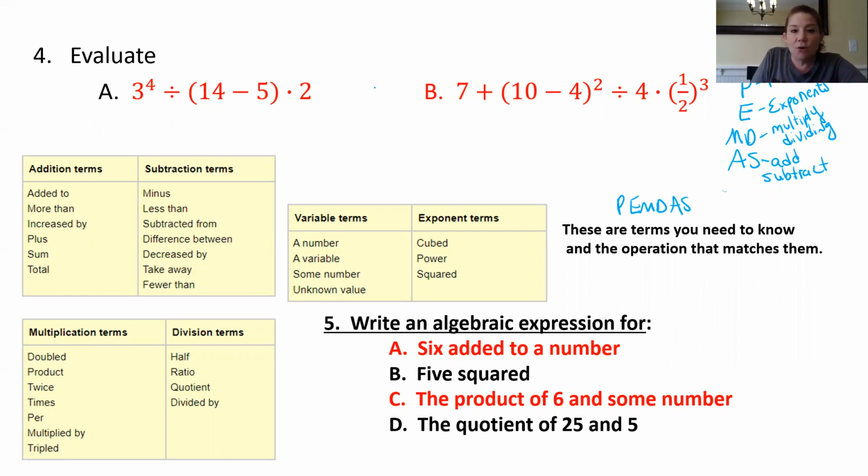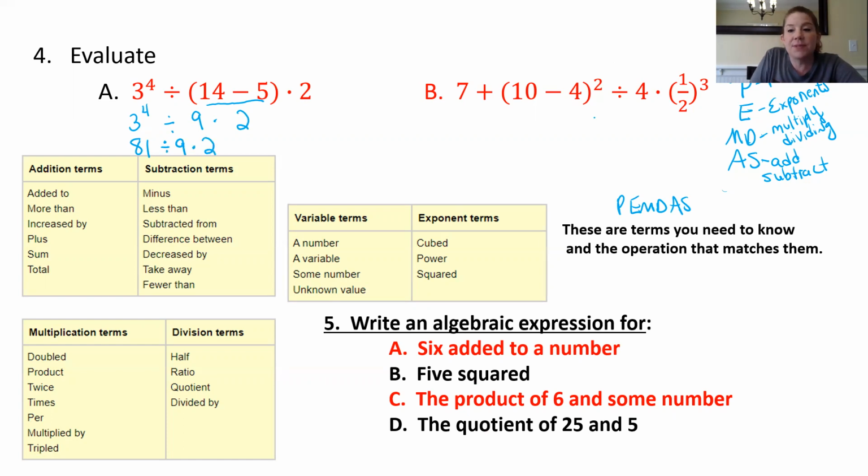Okay, so look at this first problem right here, letter A. We got to start with an expression in parentheses. So we do have that. 14 minus 5 is 9. So I'm going to write 3 to the 4th power divided by 9 times 2. So there's parentheses. What about E? Do I have any exponents? I sure do. I have 3 to the 4th power. So 3 raised to the 4th power is 81. So my next step would be 81, and I'm going to write everything else again.